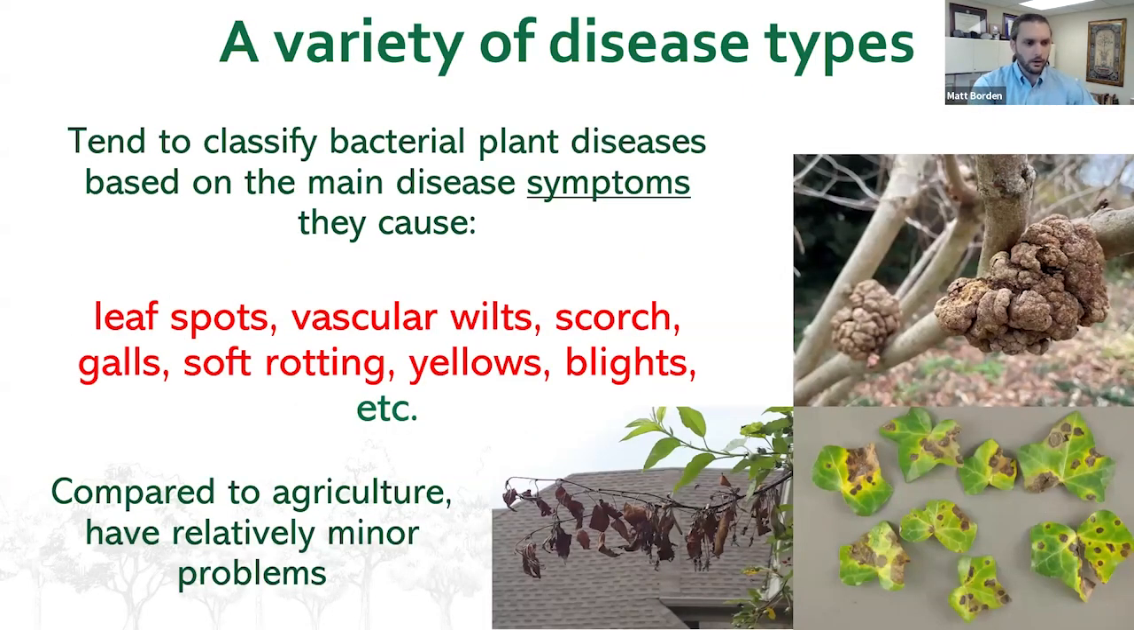So in our industry, there are certainly a couple of major bacterial diseases. We refer to them typically by the symptoms they produce. So leaf spots, vascular wilts, scorch, galls, yellows, blights, et cetera, et cetera. Compared to agriculture, we honestly have it really lucky.